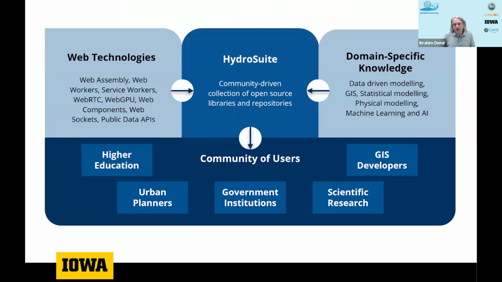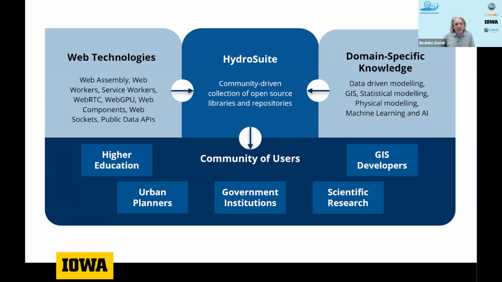So at the center of HydroSuite is a community-oriented collection of open source libraries and repositories. And our goal here is to bring web technologies and domain-specific knowledge together to give you powerful software libraries for the hydrological community. This could support research, educational activities, as well as professionals and operational activities by urban planners, government institutions, and other entities.